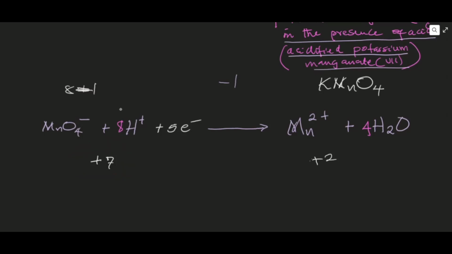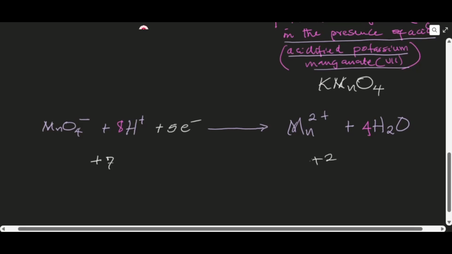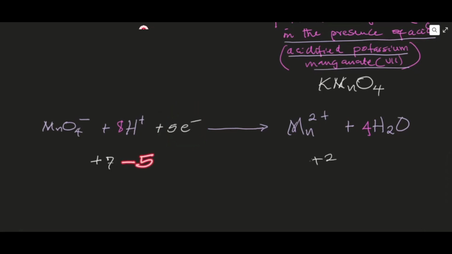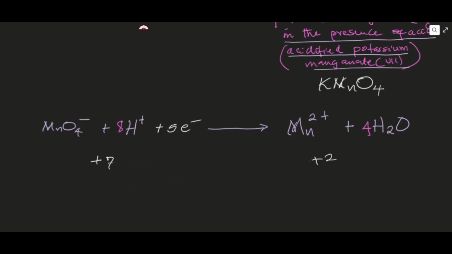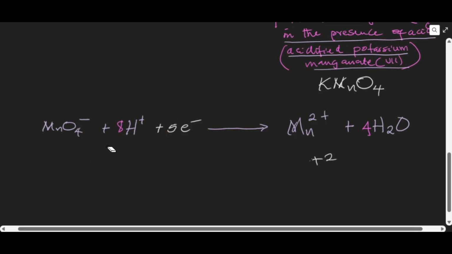So we balance charges by adding electrons. And remember, 1 electron means minus 1. When we add 5 electrons at this side, it means we add minus 5 at this side. So 7 minus 5 equals what? Plus 2. So here we have plus 2, and then we have plus 2 at the other side here. And then the equation has been balanced by adding 5 electrons at this side. So we balance the equation atom-wise and charge-wise.